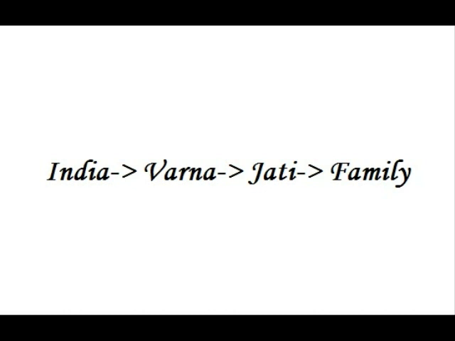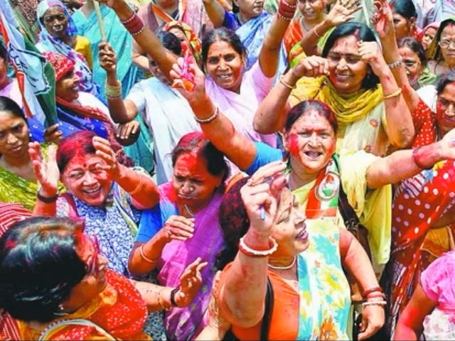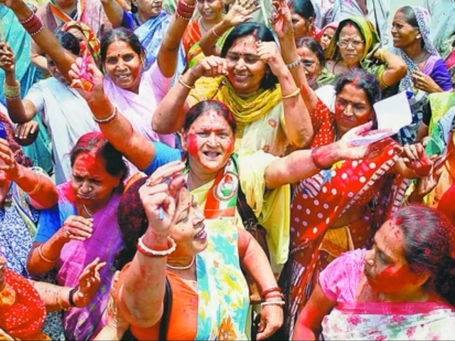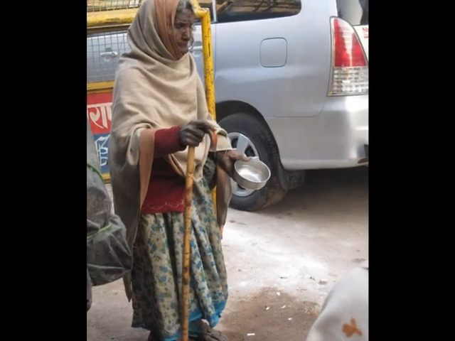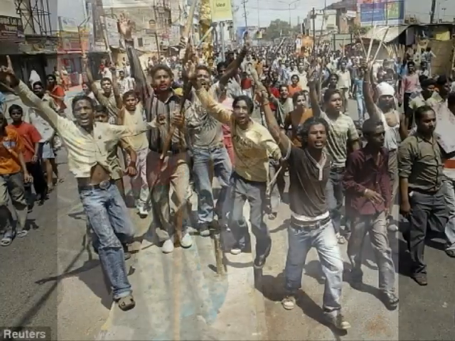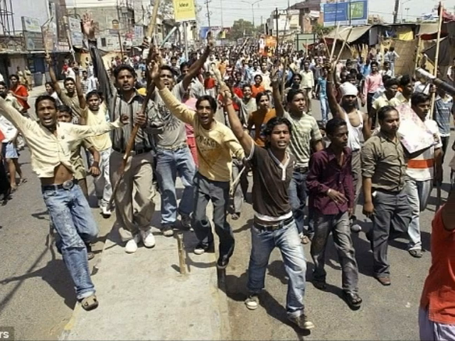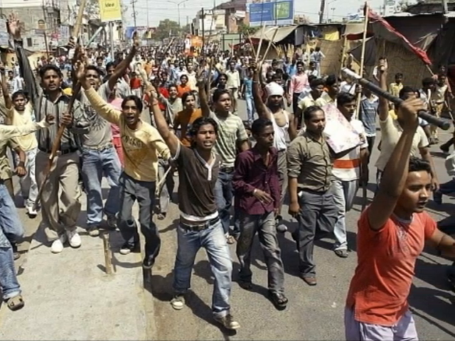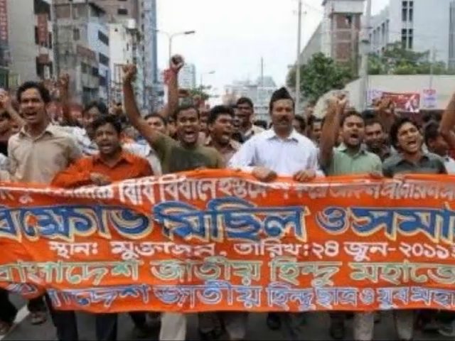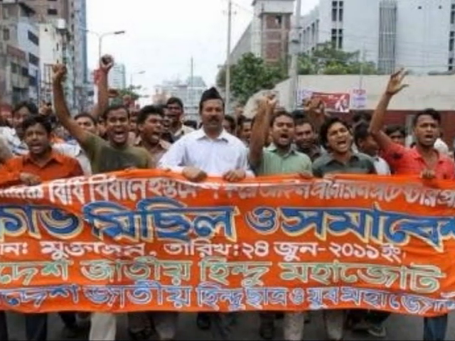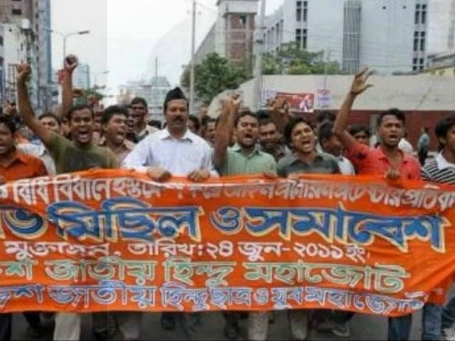Each varna has subcategories that are called jati. One marries and associates with the people within their jati. They do not have rights or freedoms, and these untouchables here are protesting this absence of rights. However, members of the other varnas also protest on behalf of their untouchable counterparts.